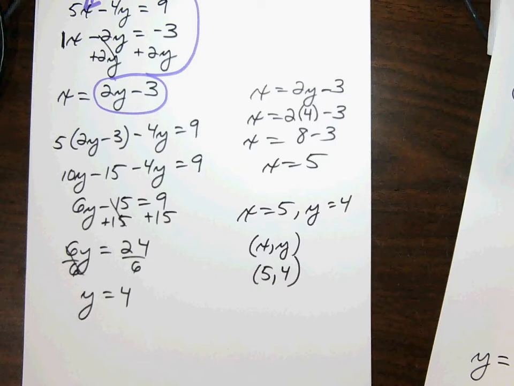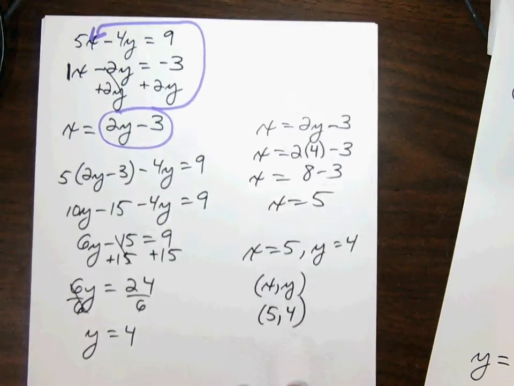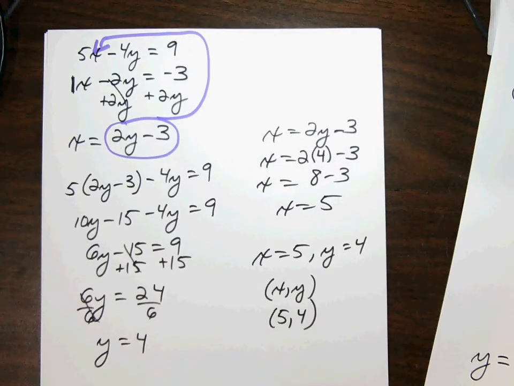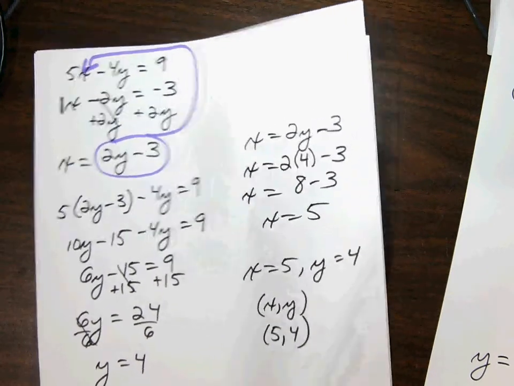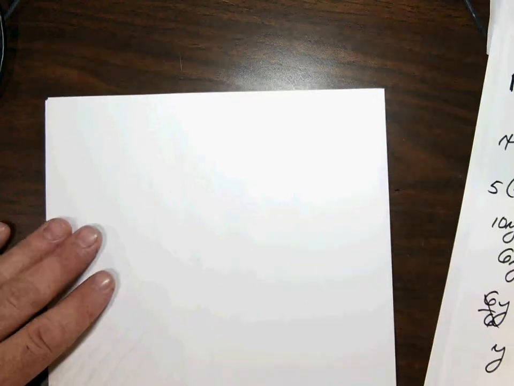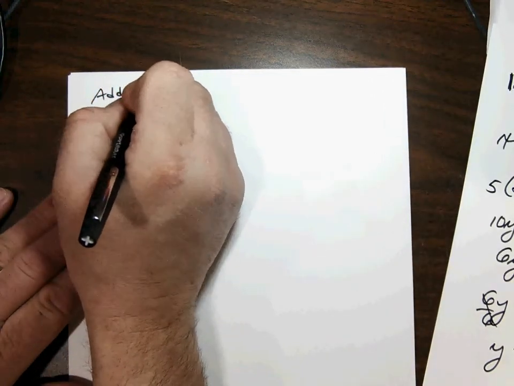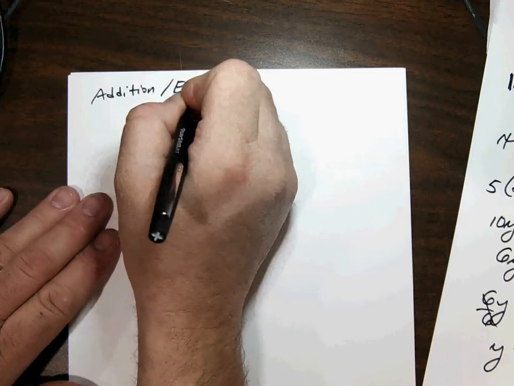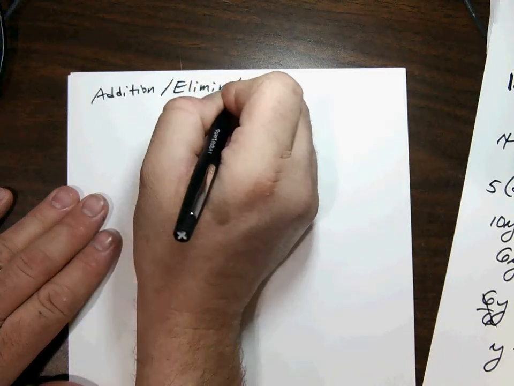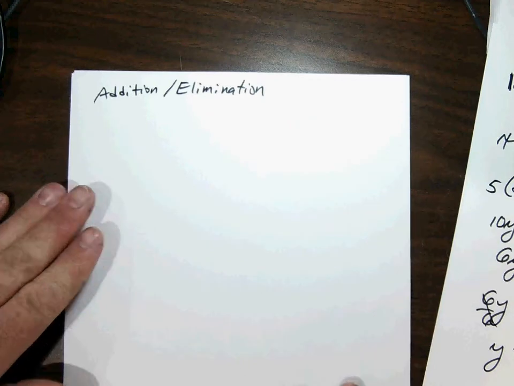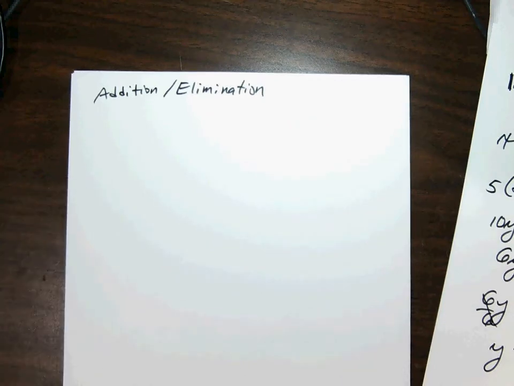All right, I like it. That's the substitution method. There's one other way to accomplish the same thing, and that's called the addition method or the elimination method. We're literally going to add the two equations together with this method.